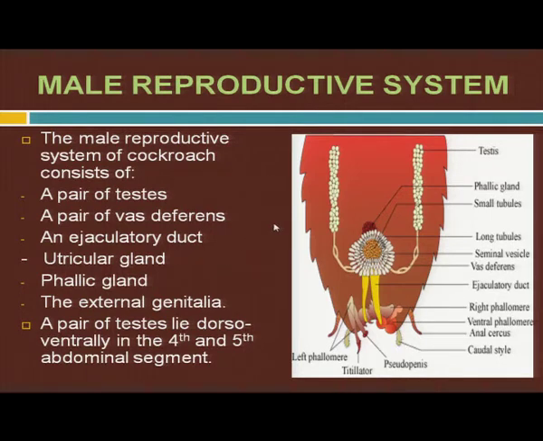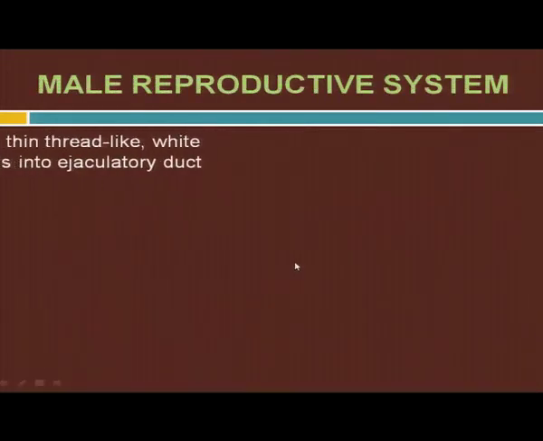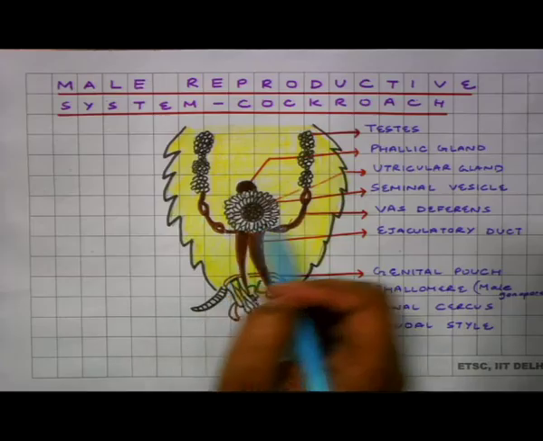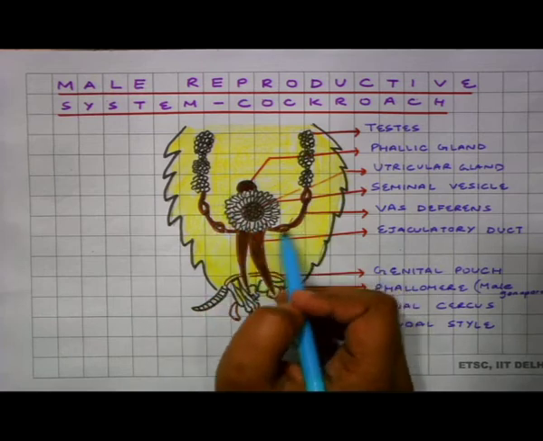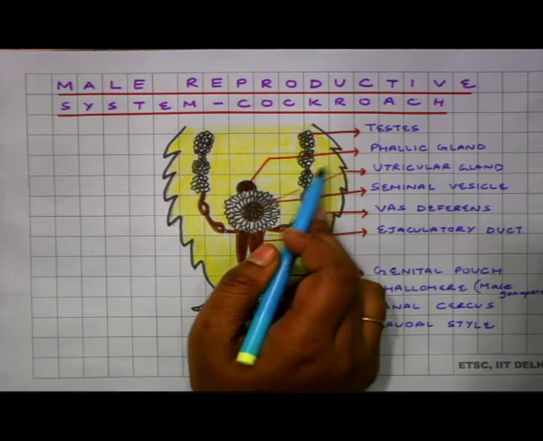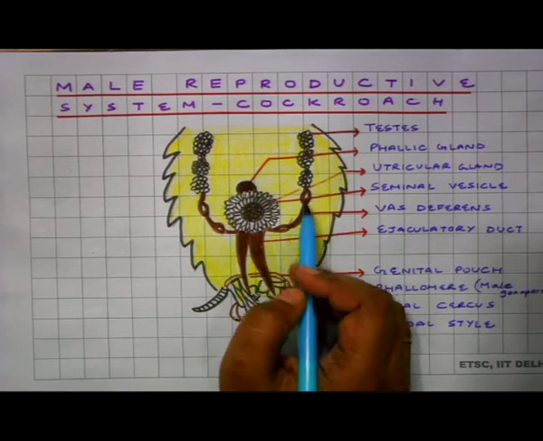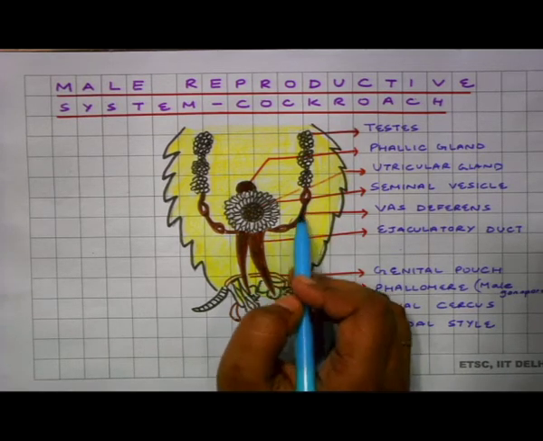A pair of testes, they lie dorso-ventrally in the 4th and 5th abdominal segment. This is the location of the testes, that they lie dorso-ventrally in the 4th and 5th abdominal segments. Next, from each testis, as you can see, this is the pair of testes, and from each testis arises a pair of vas deferens. The function of testes is sperm production and the vas deferens will carry the sperms along with it.